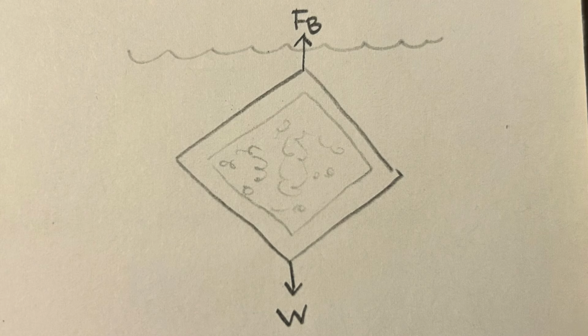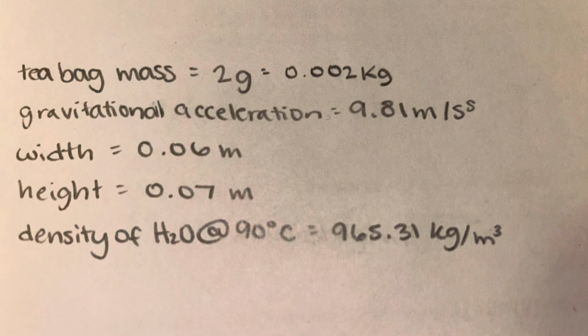As a tea bag is submerged in water, two equal and opposite forces act upon it. These forces are weight and buoyancy. Next, she records the necessary variables for this calculation. These are the tea bag mass at 2 grams, the gravitational acceleration at 9.81 meters per second squared, and the density of water at 90 degrees Celsius at 965.31 kilograms per meter cubed.